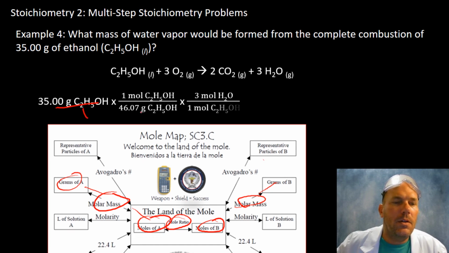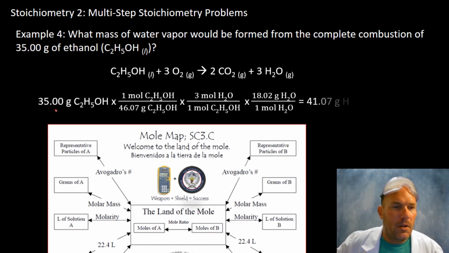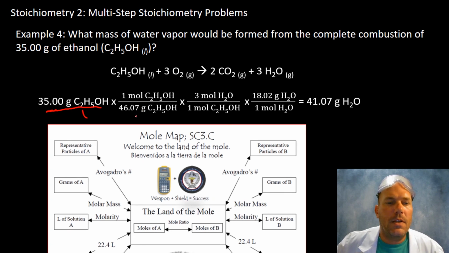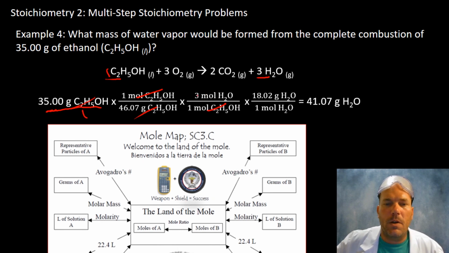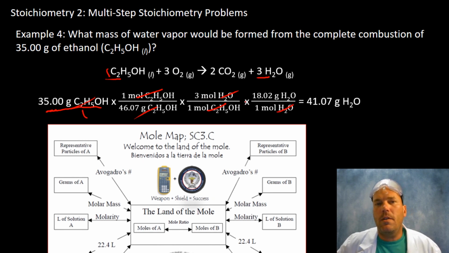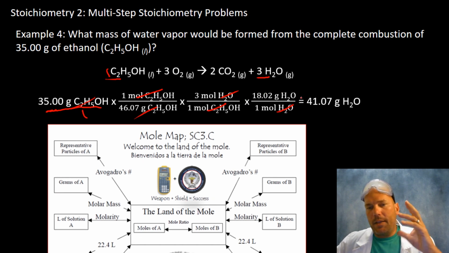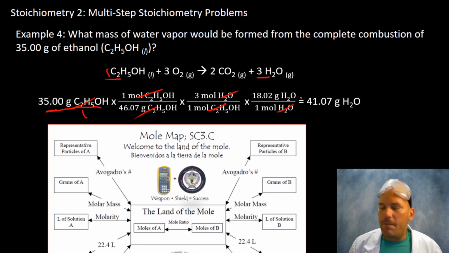35, you want to put it over 1. That looks horrible. You want to put this over 1, that's fine. Boom, boom. Factoring out 3 to 1, 3 to 1. I'll put the 1 there. Now we're in moles of water. In 1 mole of water, there are 18.02 grams of water. And that's going to give you, with 4 significant figures, 41.07 grams of water on this problem.